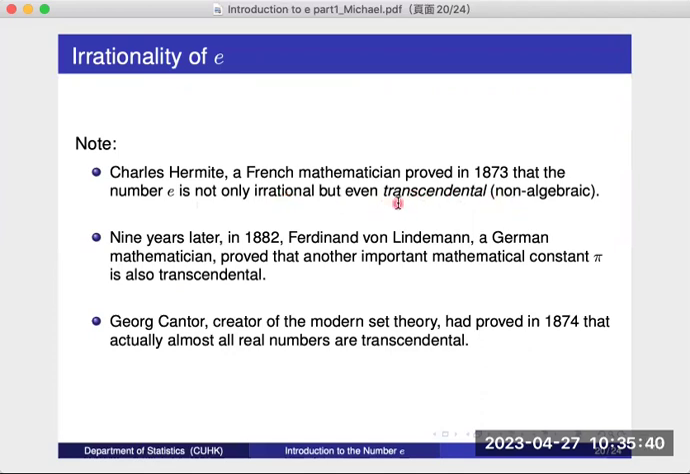It is interesting to note that Charles Hermite, a French mathematician, proved in 1873 that not only is e irrational, but it is also transcendental. In fact, almost all real numbers are transcendental, as Georg Cantor, the creator of modern set theory, proved in 1874.